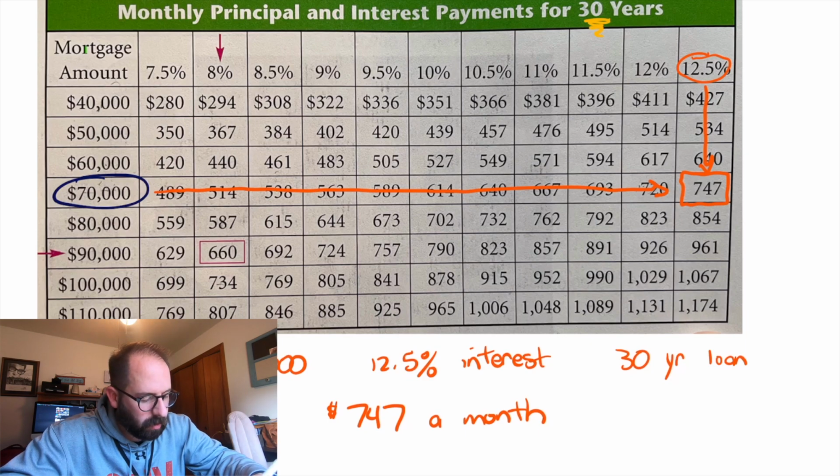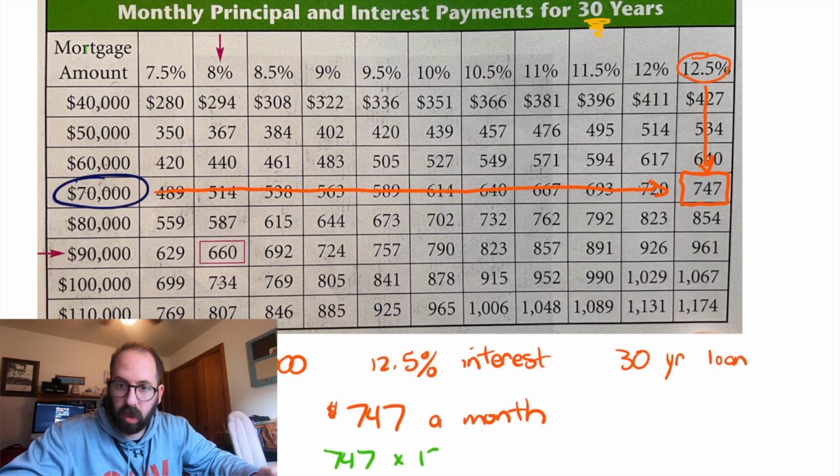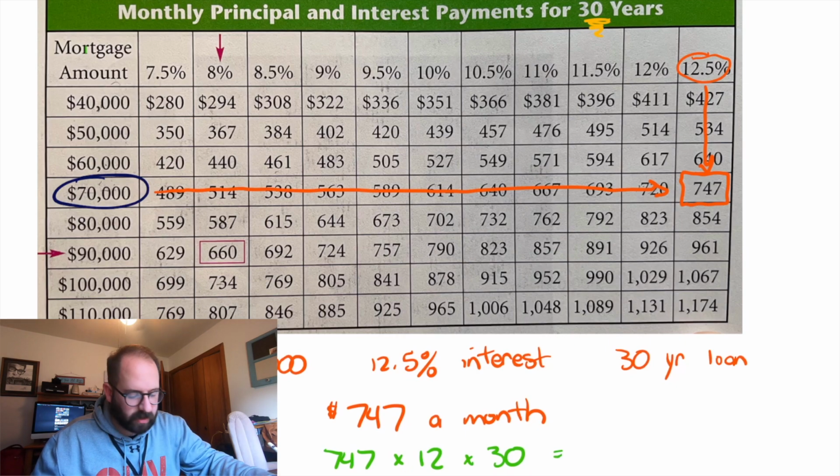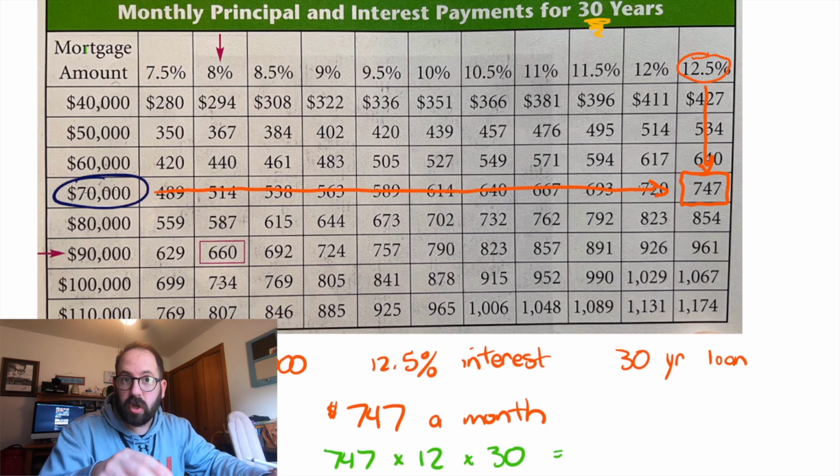So here's what you do. Well, you take your $747, you take it times 12 because you're going to pay it once a month for 12 months, and then you're going to pay it for 30 years. So you're going to multiply those two together. So 747 times 12 times 30. And on this particular chart it goes 30 years because you can do different charts for different years.